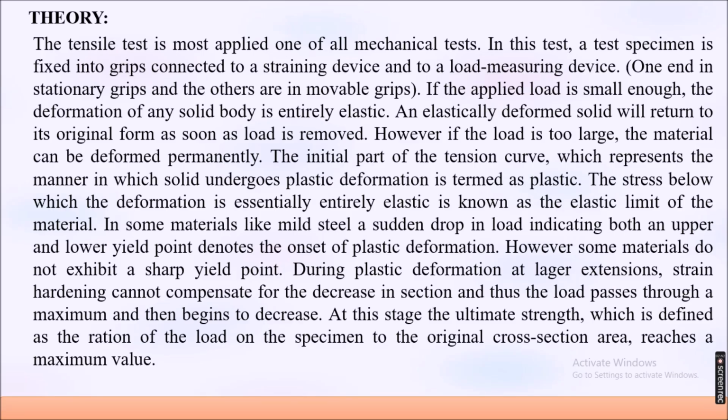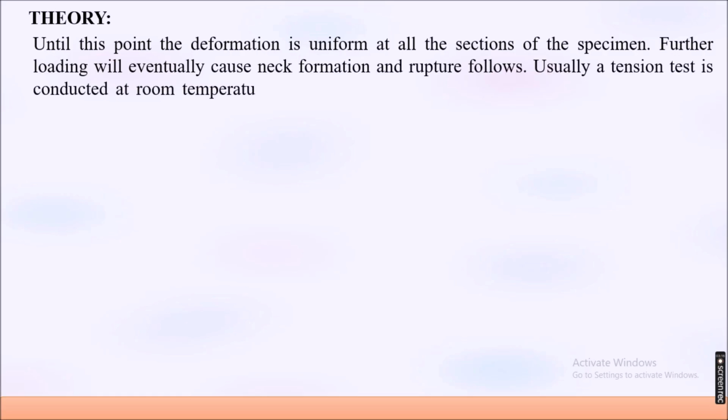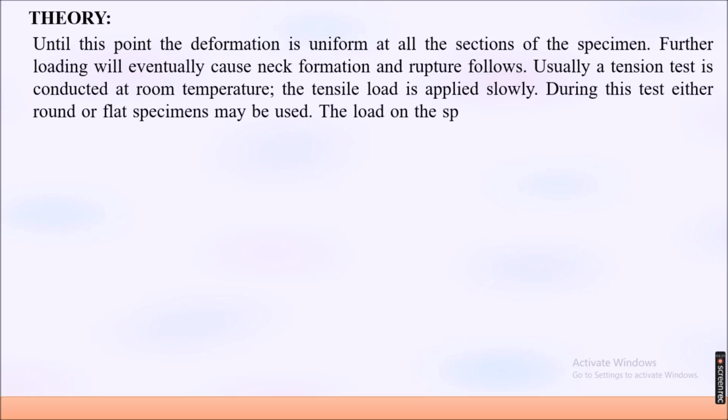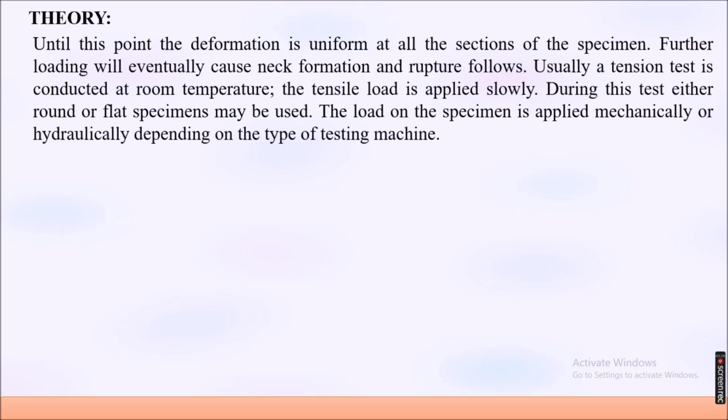However, some materials do not exhibit a sharp yield point. During plastic deformation at larger extensions, strain hardening cannot compensate for the decrease in section, and thus the load passes through a maximum and then begins to decrease. At this stage, the ultimate strength, which is defined as the ratio of the load on the specimen to the original cross-section area, reaches a maximum value. Until this point, the deformation is uniform at all the sections of the specimen. Further loading will eventually cause neck formation and rupture follows.